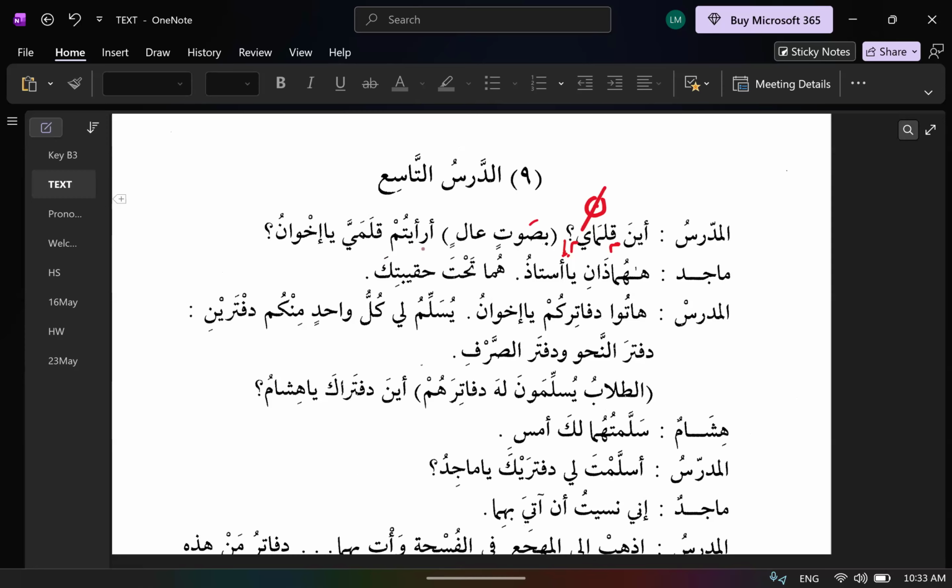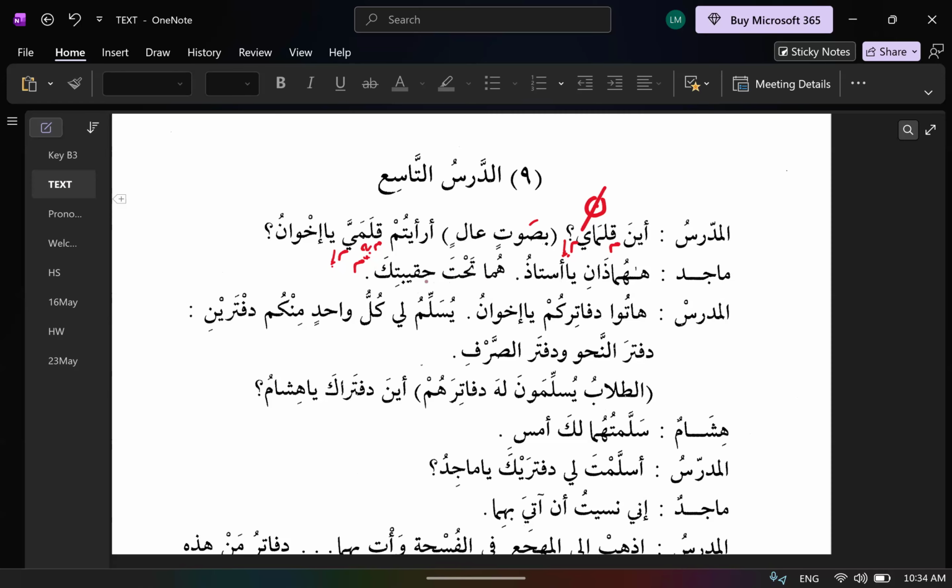So, kalamayya, again, mudaf and mudaf ilayhi. And this is also mafulun bihi plus mudaf, right? So, mafulun bihi is raitum, and tum is the fail. So Majid says, ha humazani ya ustazu. Here they are, O ustad. Huma tahta hakibatika. They are underneath your bag. So nothing much over here.